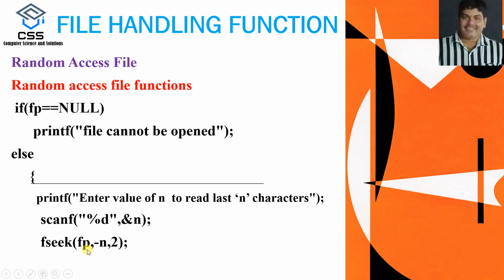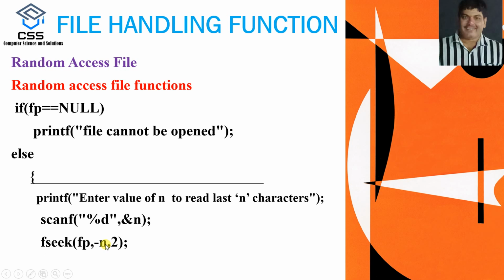If present, then we want to extract a number of characters. N will be asked: how many bytes you want to extract. In fseek, the file pointer, then minus n means from the current position you want to access in the backward direction. 2 means at the end of the file, because if it is the end of the file, the minus value will be given. If the current position is 1, then minus n or plus n can be given.